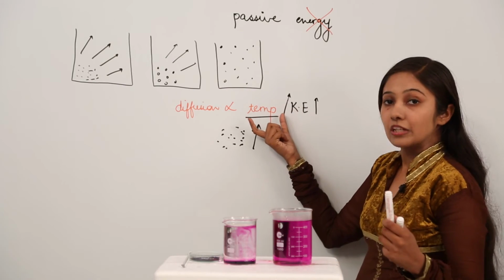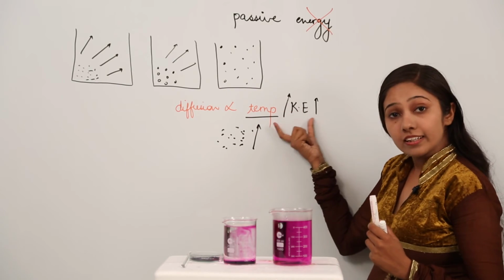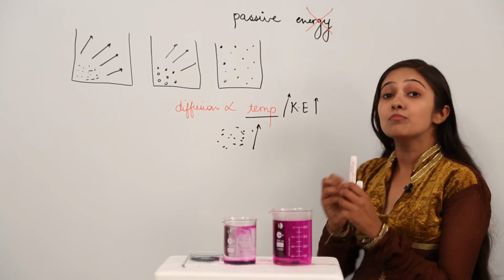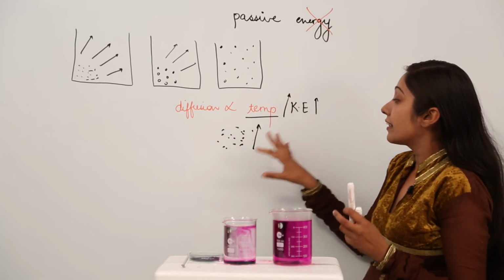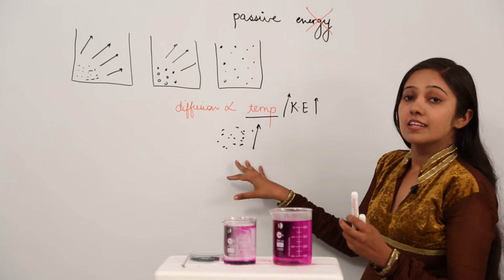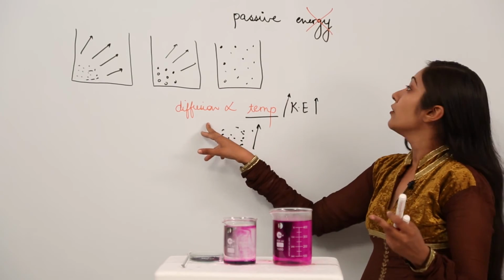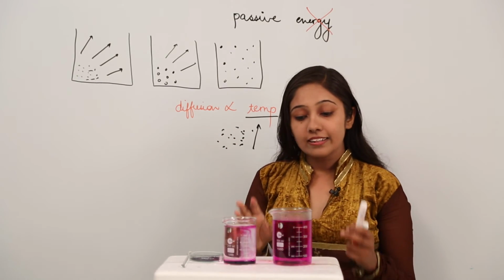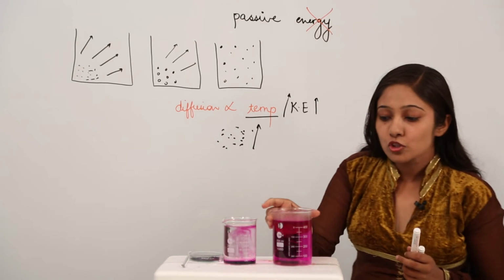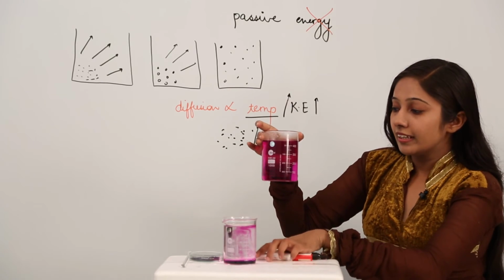So I hope now it is very clear to you that diffusion is directly proportional to temperature, because as we increase the temperature, this is going to increase the kinetic energy of the molecules, meaning the molecules are going to be faster in movement. When they move fast, the diffusion rate is going to be higher. Okay, so let us look again at these beakers. Let me show you. Please see it very clearly.